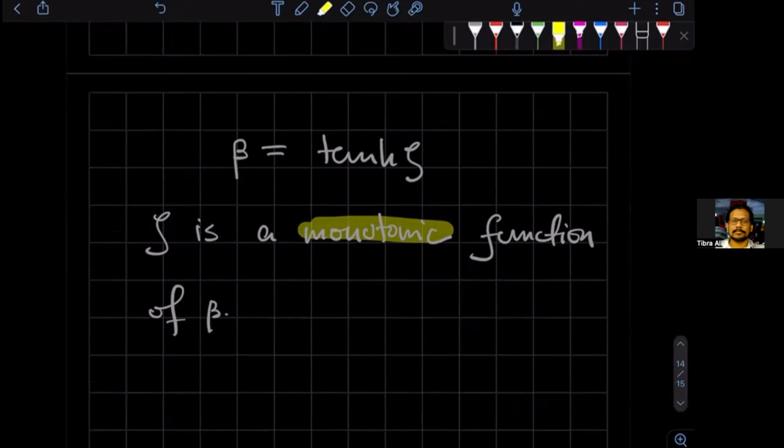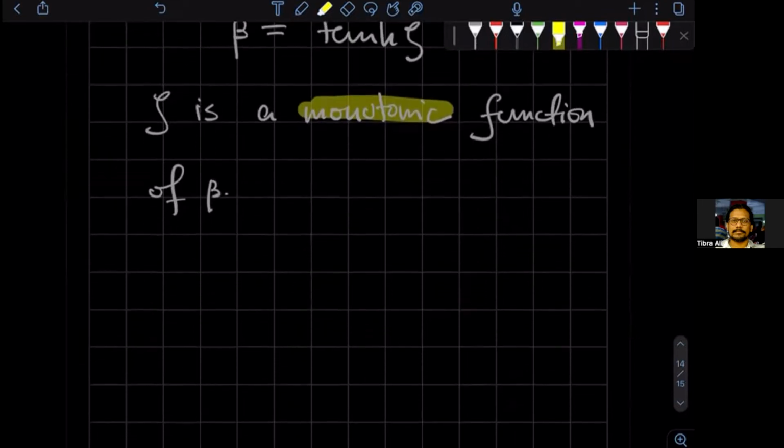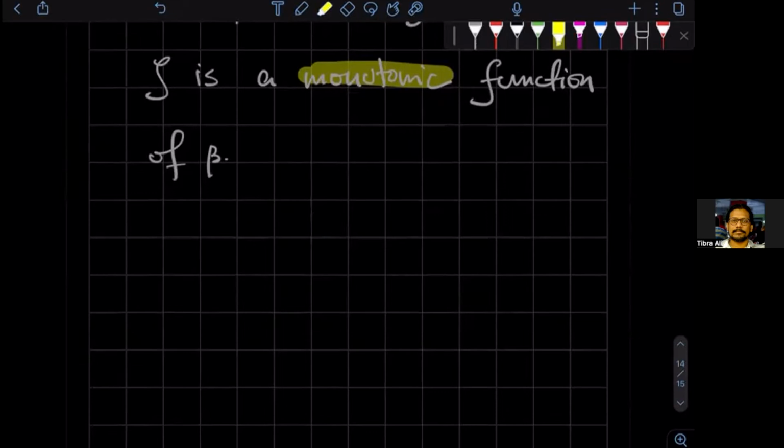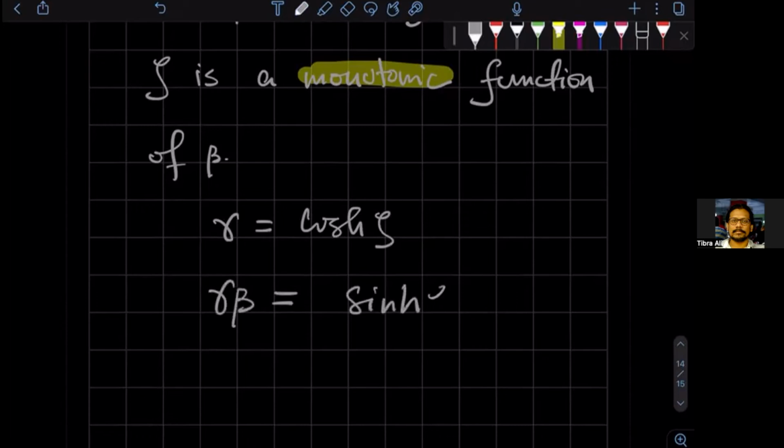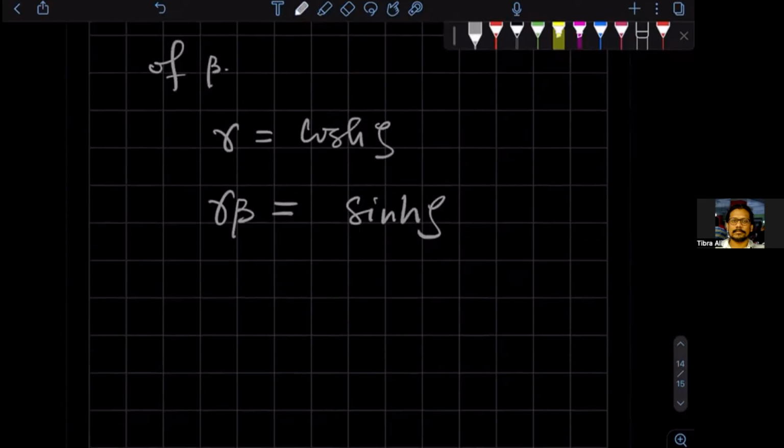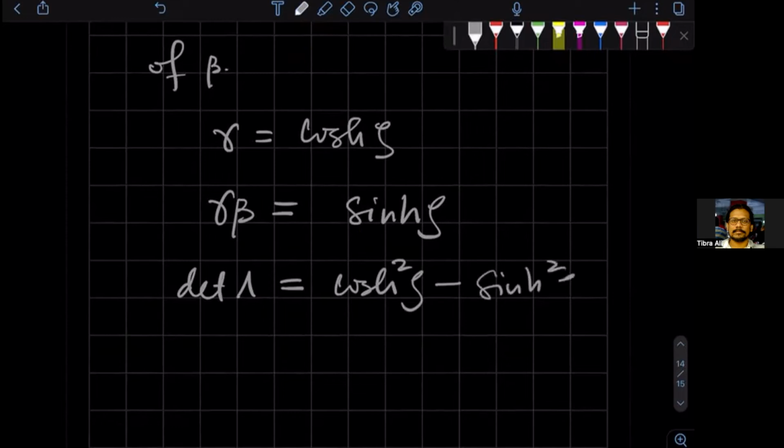If I use this, then gamma gets mapped to cosh of psi, and gamma times beta gets mapped to sinh of psi. Then the determinant is automatically 1, because we get cosh squared zeta minus sinh squared zeta, which is 1.